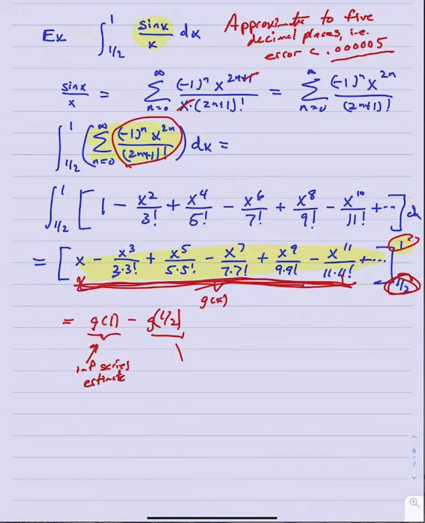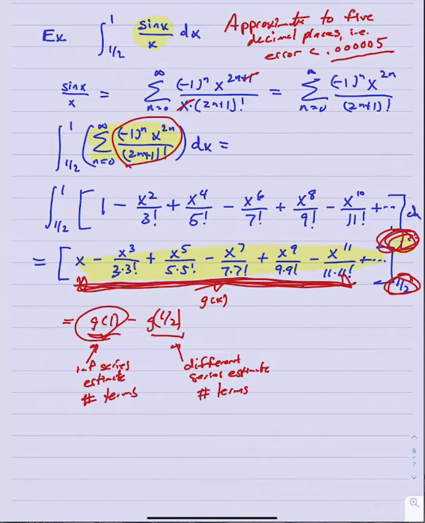And here's the important part. This one is a different series estimate using a different x value. And you do see that the number of terms I use to estimate this infinite series at 1 may be different from the number of terms that's necessary to estimate this infinite series at 1 half if I want both of them to have no larger an error than 0.000005.